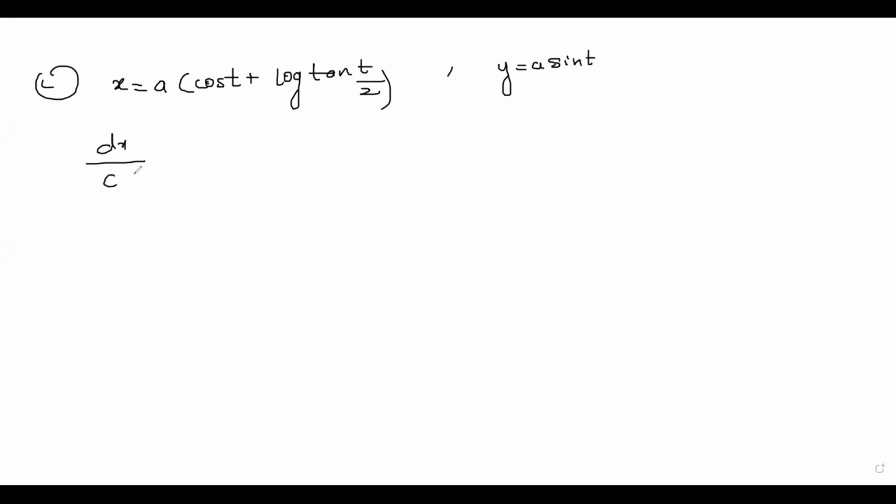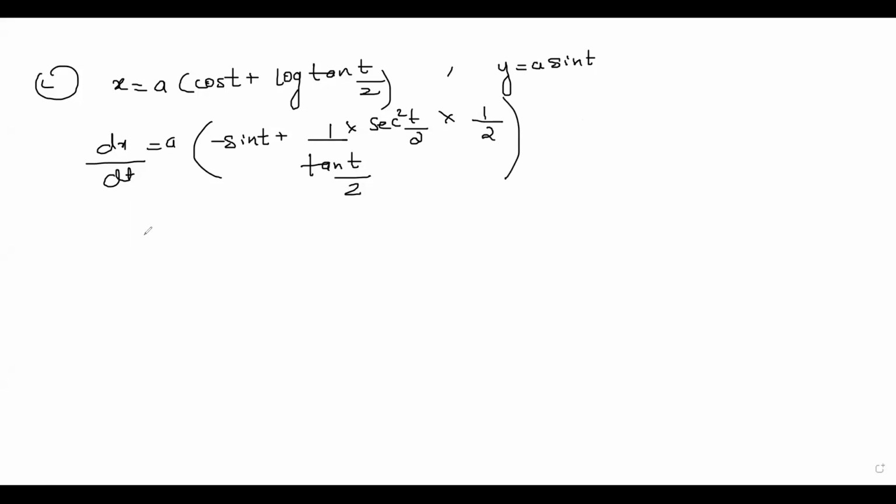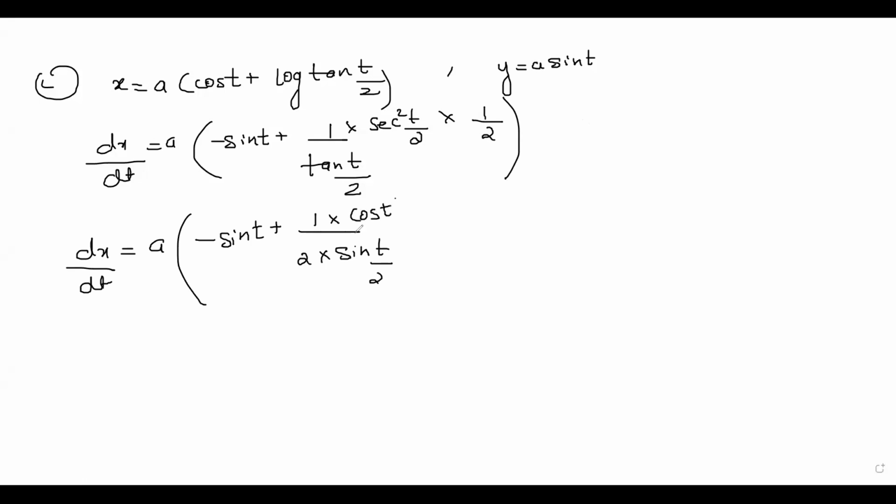Next, dx by dt. So this is equal to what? a remains as it is, minus sin t plus 1 by tan t by 2. Derivative of tan is sec square t by 2 into 1 by 2. So dx by dt is equal to a into minus sin t plus this 1 by 2 I will write here. This tan we will write as sin by cos into cos t by t, and sec we will write as 1 by cos square t by 2.